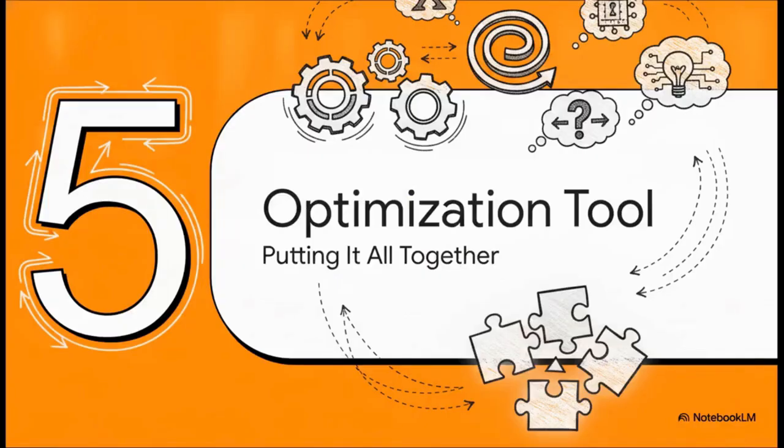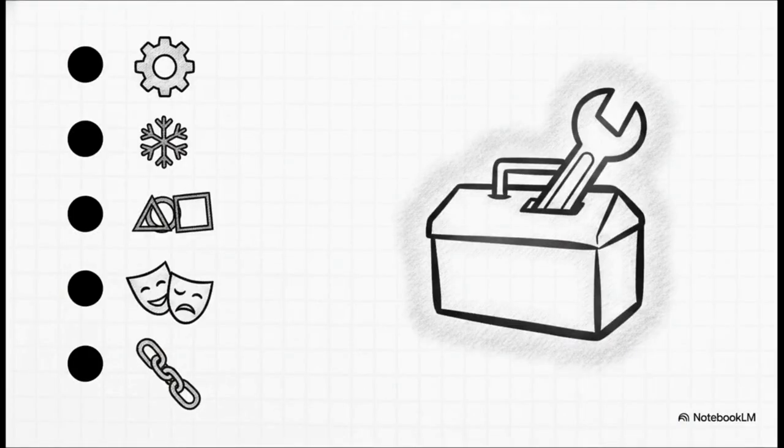Section 5, the Optimization Tool Project, putting it all together. For our final project, we are going to build a prompt optimization tool, and we're going to leverage every single technique we just talked about. We'll set the overarching rules with system prompts, test our baselines with zero-shot, refine the formatting with few-shot examples, assign expert personas using role prompting, and lock in that complex logical accuracy using chain of thought.